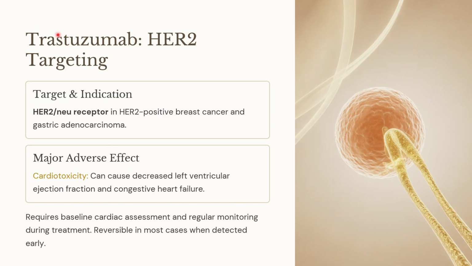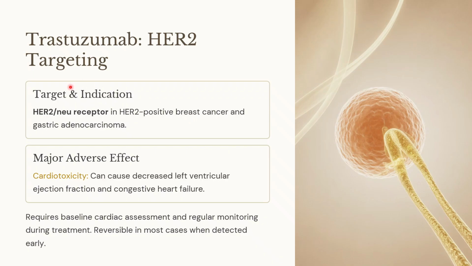Let's see more about trastuzumab. Trastuzumab targets HER2. The HER2 neu receptor is that receptor which is present in breast cancer. So when trastuzumab targets this receptor, then the cancer cells which express the HER2 neu are also killed, thereby protecting or treating the breast cancer.